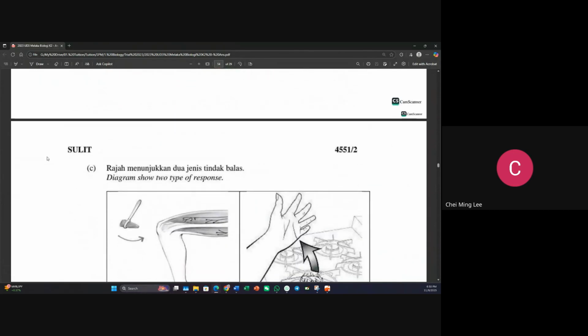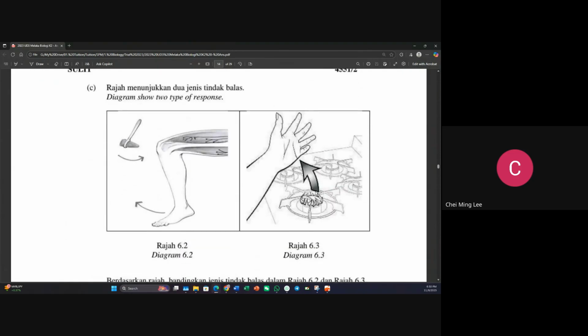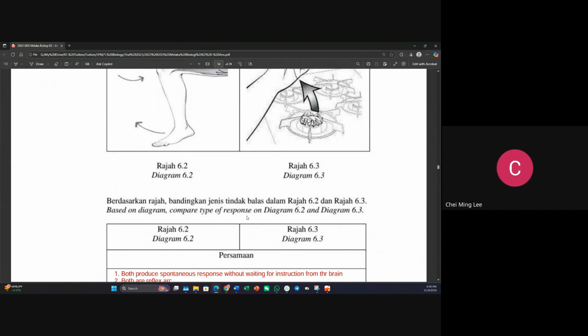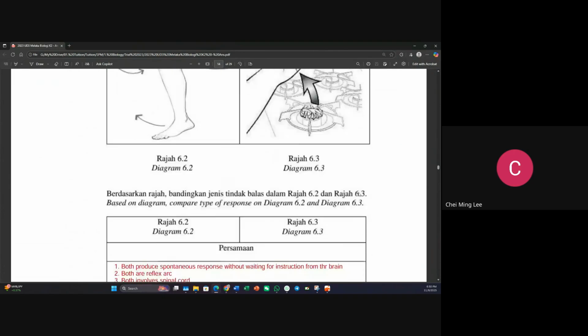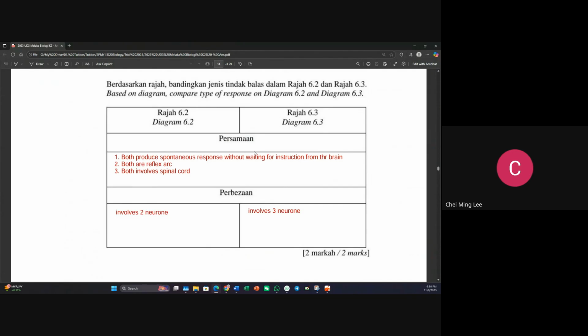All right, so now the diagram shows 2 types of response. Based on the diagram, compare the type of response in these 2. So the similarity: both produce a spontaneous response without waiting for instruction from the brain. It means that the response is on time, at that particular time. So both are reflex arcs, and both involve the spinal cord.